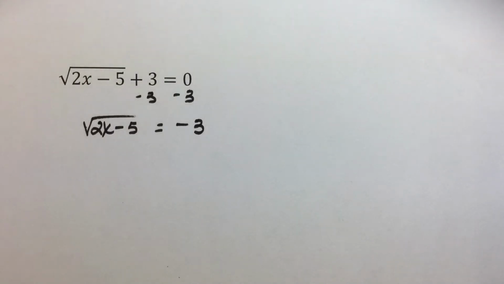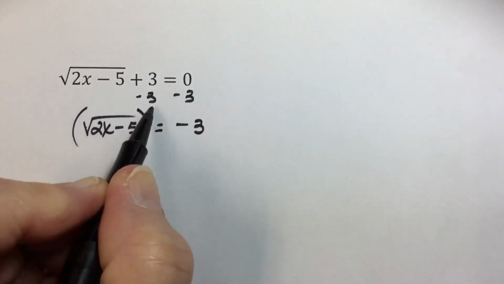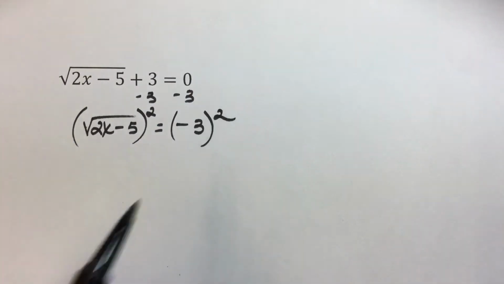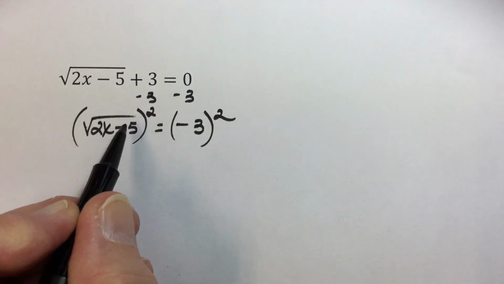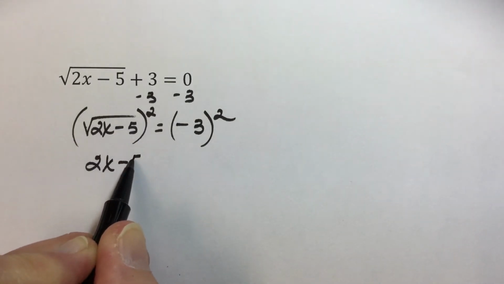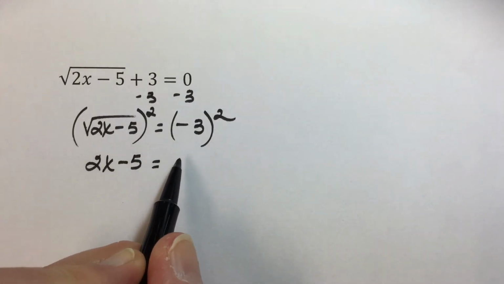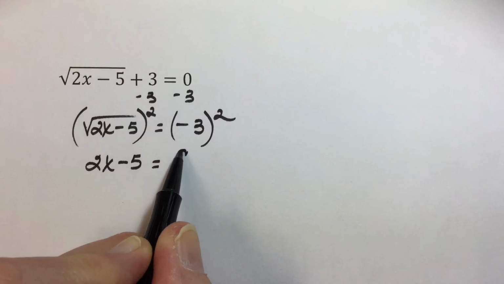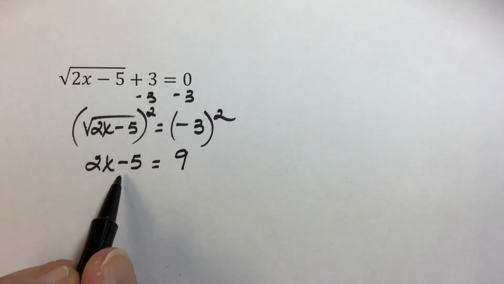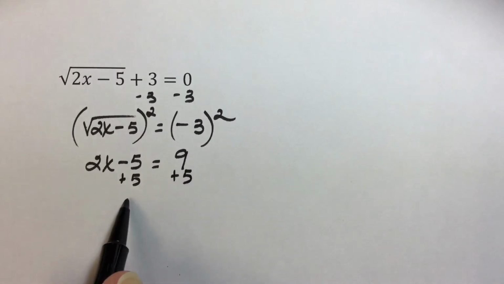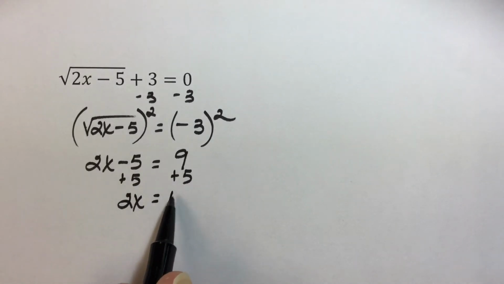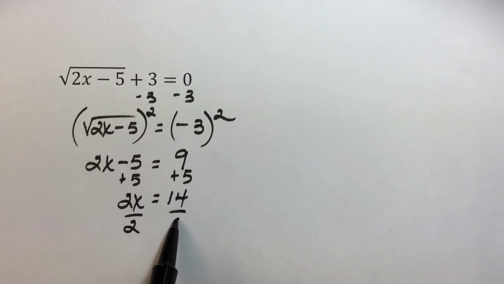Now, applying the principle of squaring, we'll square both sides, and when we square both sides, we end up with the radicand from this radical times itself, so 2x minus 5, and negative 3 squared will result in a positive 9. Solving for the variable, we'll add 5 to both sides, leaving 2x on the left and a 14. Divide both sides by 2, results in x equal to 7.